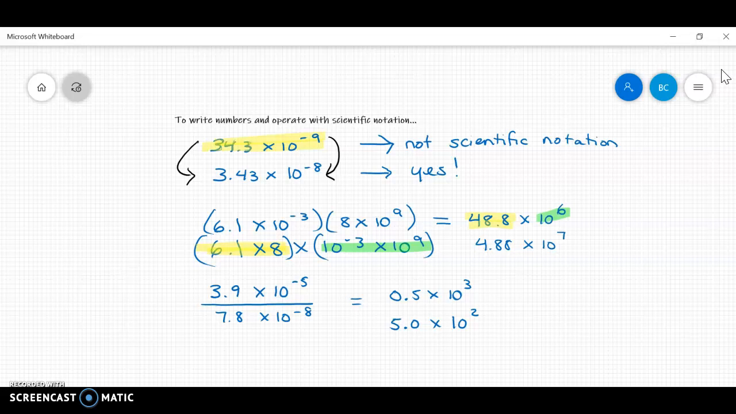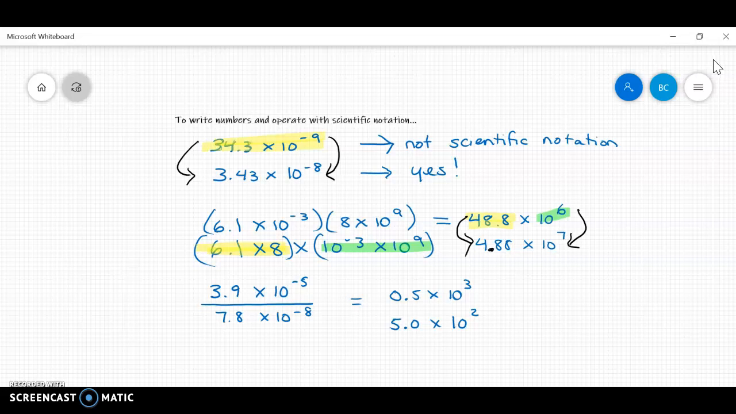I'm looking at my initial answer and I'm saying it's not in scientific notation. So this is where I have to ask myself, I'm going to put my decimal point in the right place. And then I'm making this number smaller, so I need to make this number bigger. So my final answer is going to be 4.88 times 10 to the 7th.